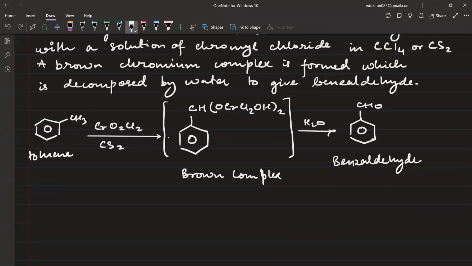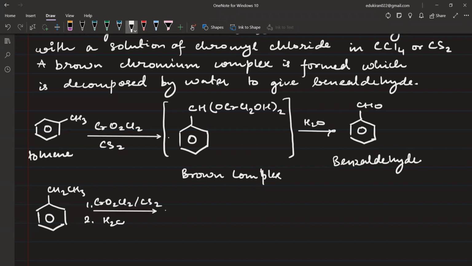Now, it doesn't matter how big your alkyl chain length is. Even if you have CH2, CH3, and you react this in the presence of chromyl chloride, CrO2Cl2, in the presence of CS2. In the first step, and in the second step, you add water. You're going to get benzaldehyde. So please remember this reagent whenever you have to form benzaldehyde from a benzene that is containing an alkyl group. If there is any alkyl benzene, you just remember this particular reagent.